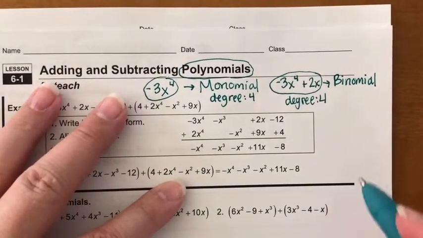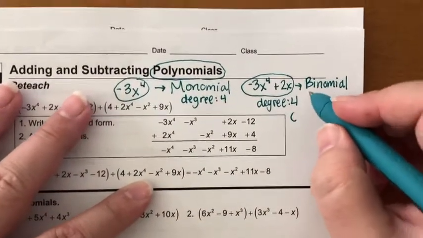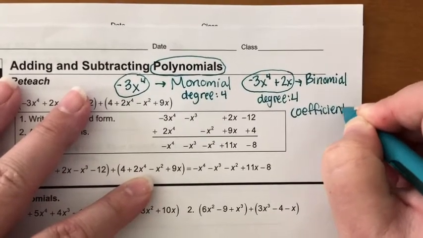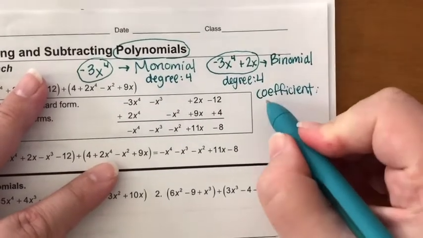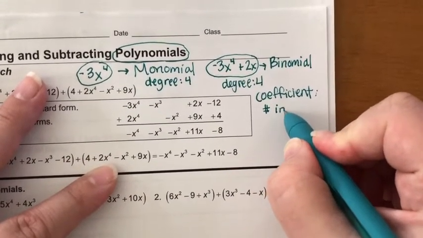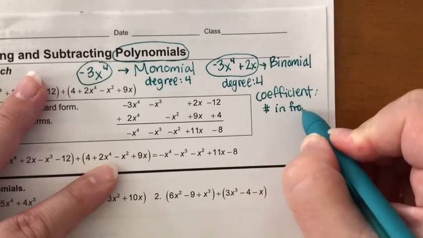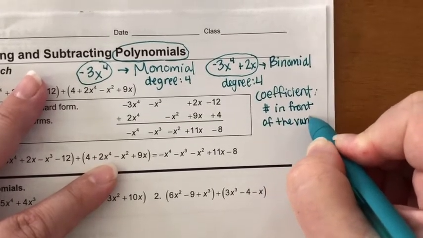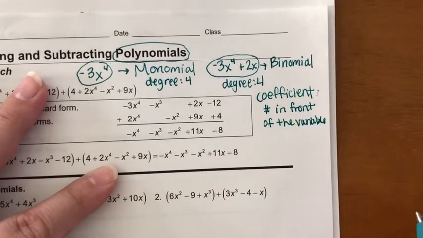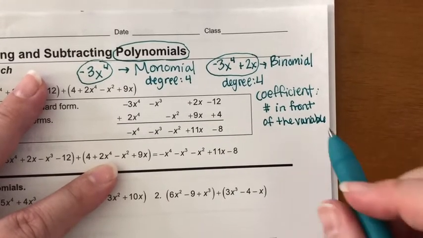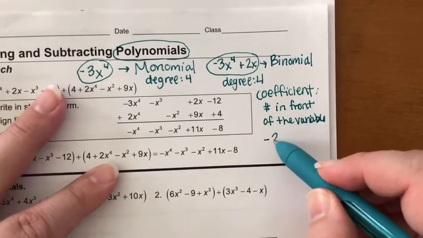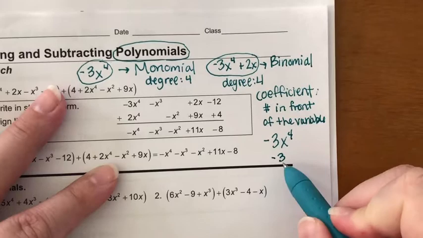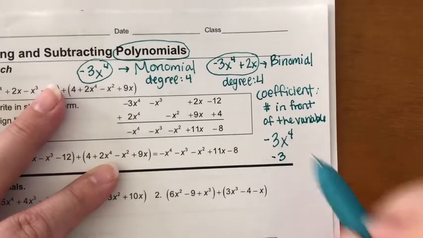The next thing that you need to know is the coefficient, that's the number in front. So everybody write this down, coefficient. It is the number in front of the variable, and it indicates how many there are and if it's positive or negative. So like if I had that negative 3x to the fourth, negative 3 is the coefficient. So there are 3 of them, 3 negative x to the fourths.